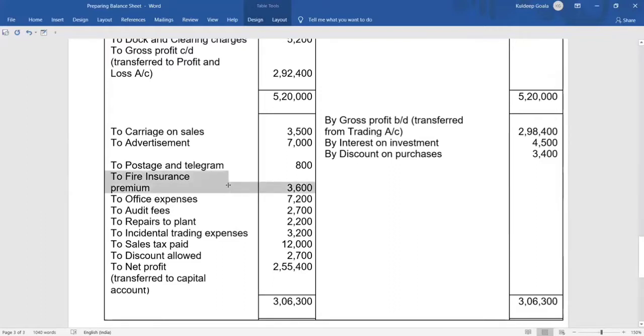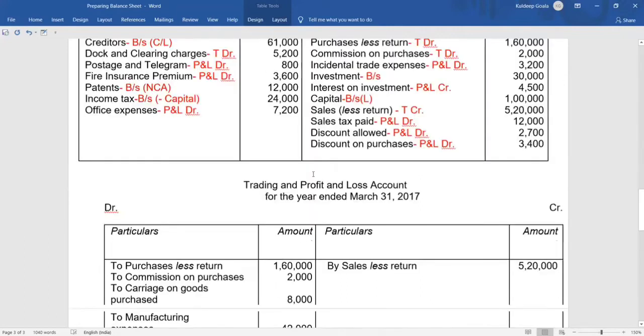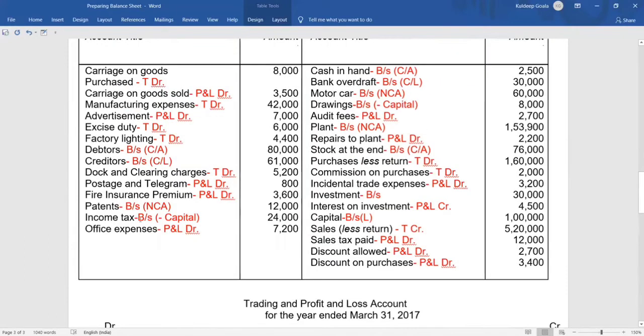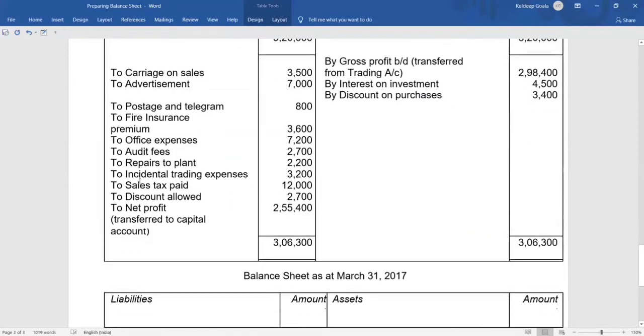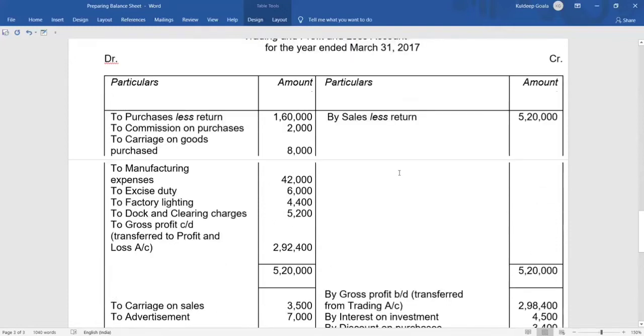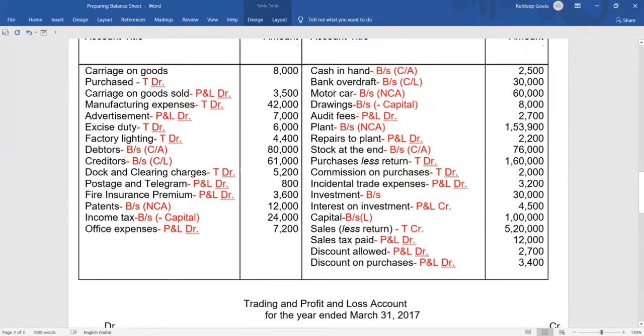So after that, what is there? Profit and loss. Office expenses is there, 7,200. So it will come as "To office expenses, 7,200." Okay. Now let's see the next item. And this side is over. So let's go to the other side.